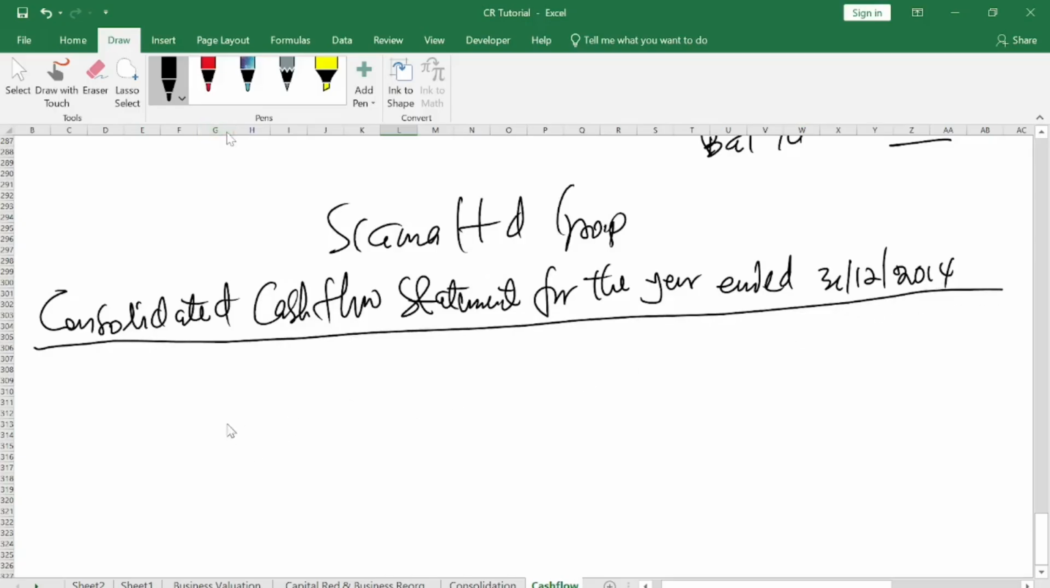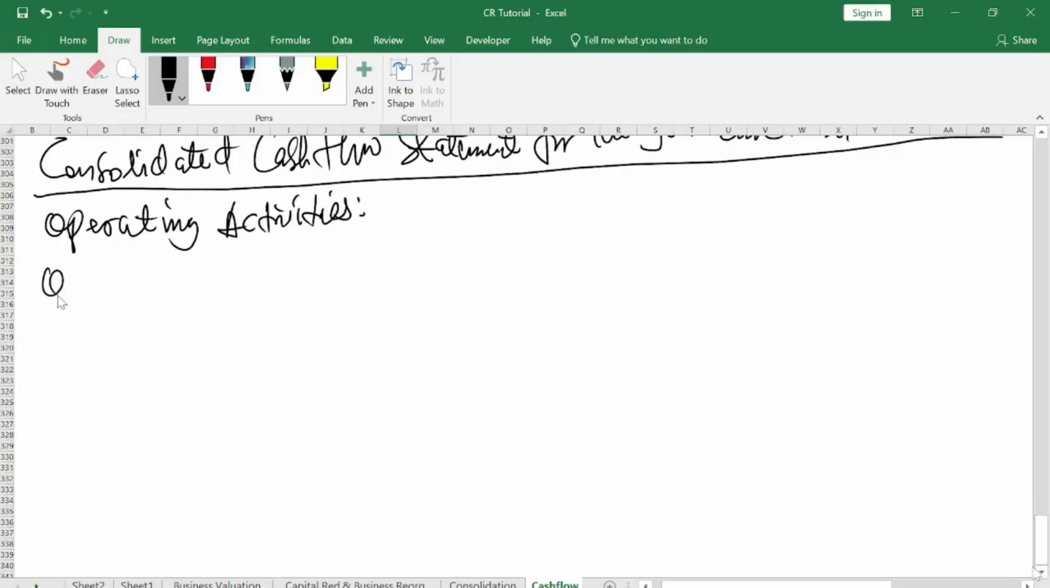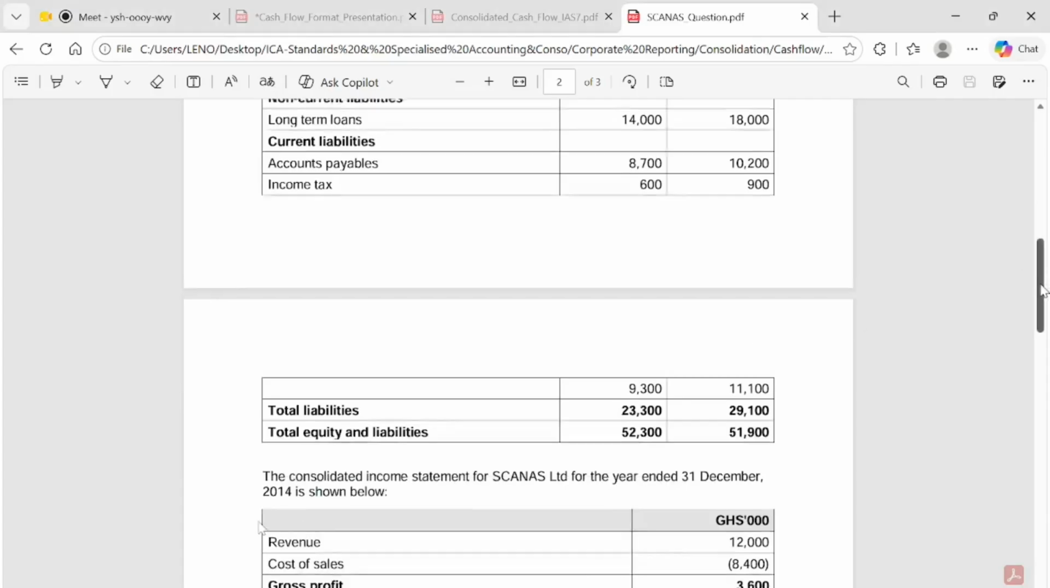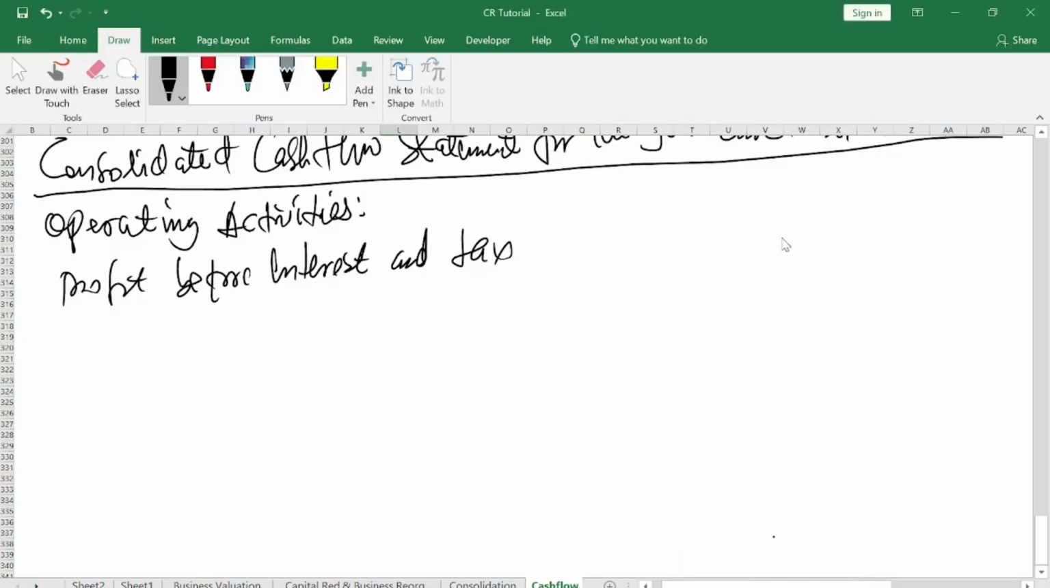So here you start with your operating activities. Start with your operating profit before interest and tax. So you go into the P&L and find profit before interest and tax. What I can see is profit before tax. It means you have to go back and add up, because the interest is taken away. So you bring your interest, 1,900.